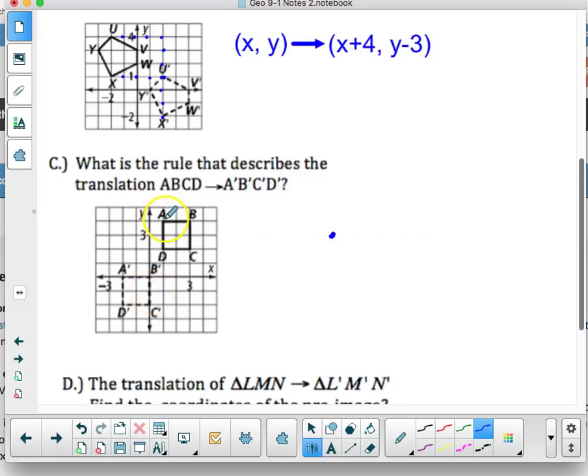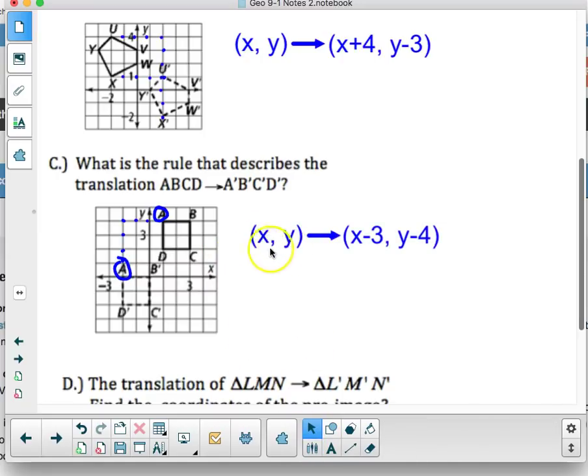Now, to go from A prime, remember A and A. Be careful. I'm going back 1, 2, 3. I'm going down 1, 2, 3, 4. Back 3, down 4 should give me an X minus 3, Y minus 4. Let's double check. Remember, it's about corresponding points.